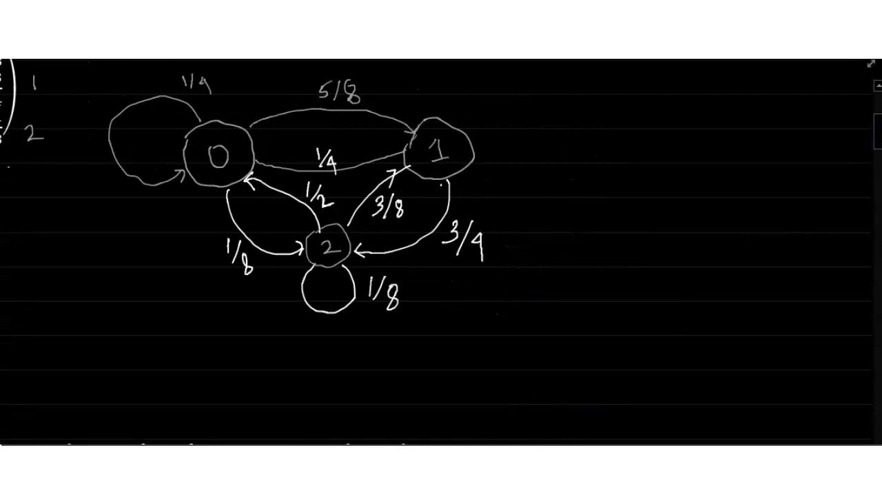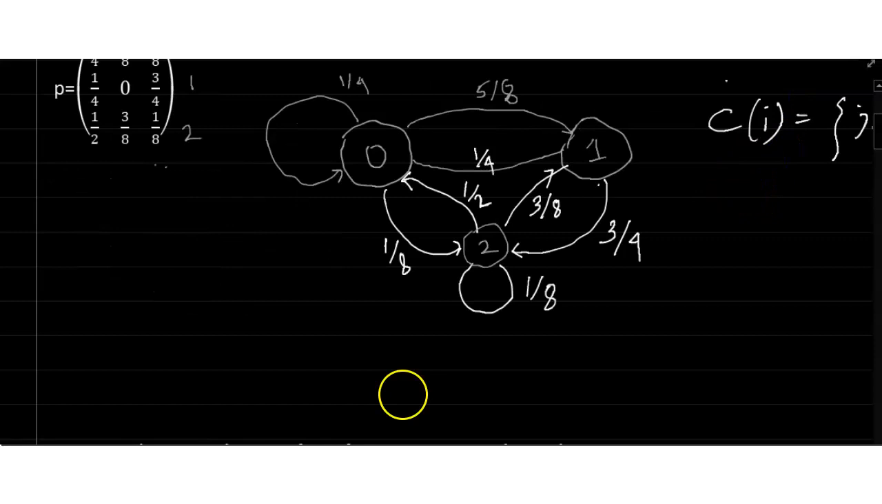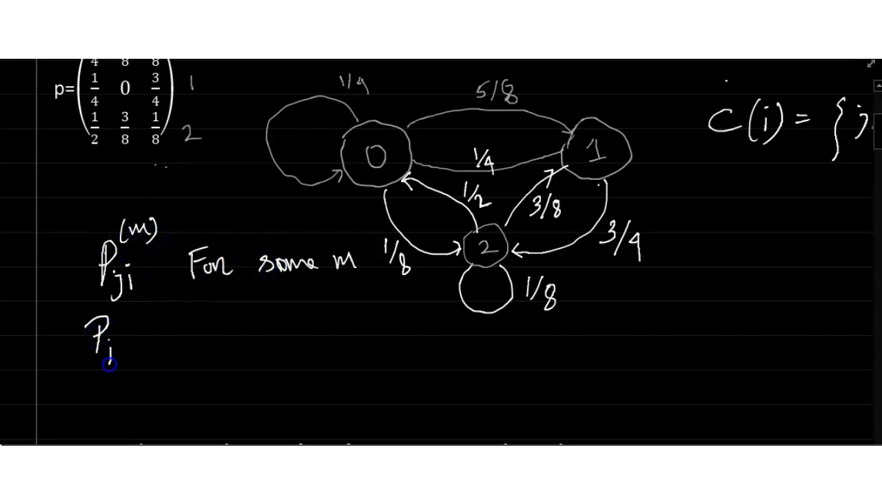Now we want to solve. Ci equals the set of j belonging to S such that i and j communicate, both communicate with each other, that is a symmetric relation. So friends, Pji^(m) for some m and Pij^(n) for some n, where m does not equal n.